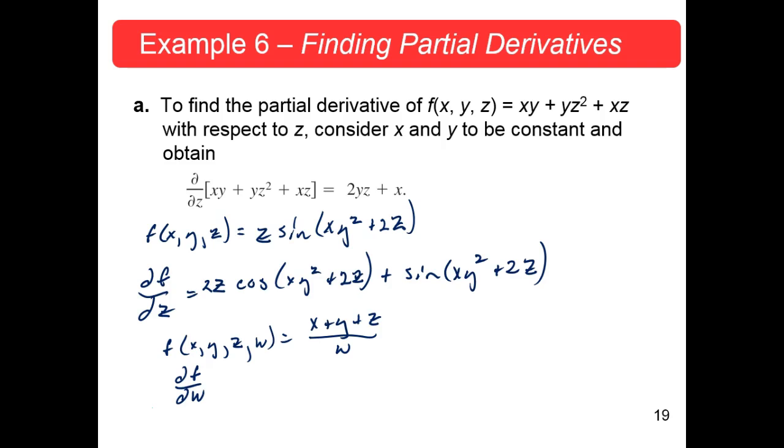And to do that, that would be a constant times w to the minus 1, which would be a minus that constant, x plus y plus z, times w to the minus 2. So put that over w squared. Okay? And that's about the simplest way to write it. You could write it as minus x minus y minus z over w squared. That would work too.